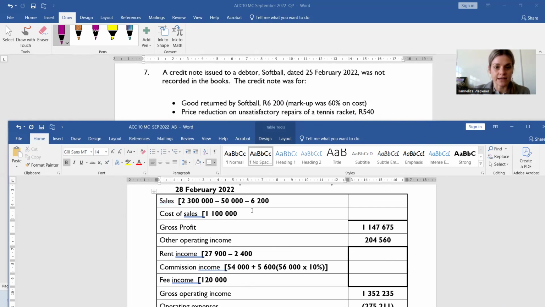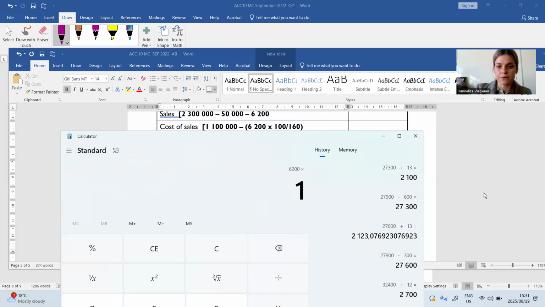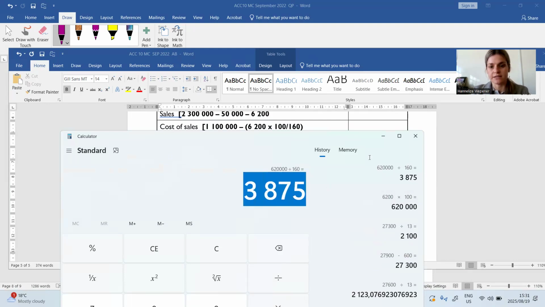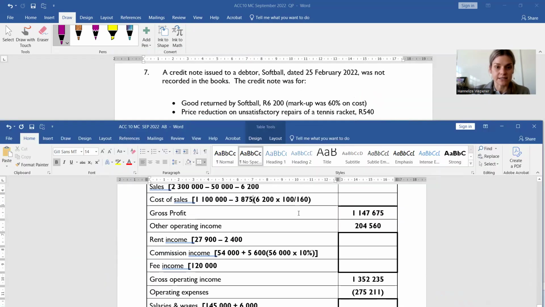You no longer have that sale, which means that you no longer have the cost of sales because the debtor returned the goods at a markup of 60%, so times 100 over 160 to get back to your cost of sales figure. So 6,200 times 100 divided by 160. So 3,875. There we go. So this is to be subtracted from your cost of sales because you no longer have that sale. It's now debtors' allowances.